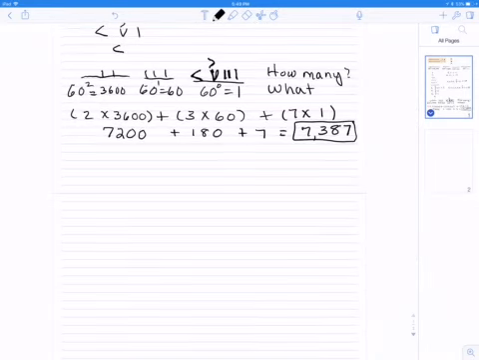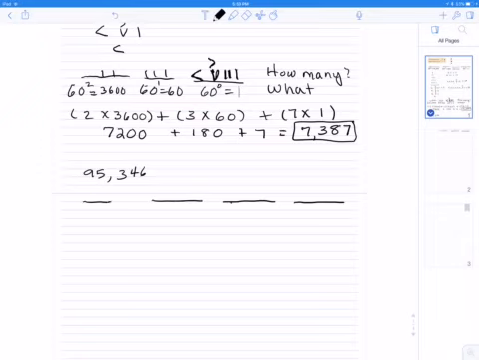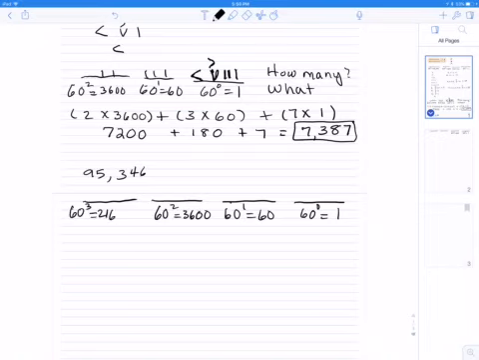Now, if I wanted to convert a Hindu-Arabic numeral, 95,346, to a Babylonian numeral, again, I need to know how many of each of these powers of 60 go into a number. So I'll start by identifying the values of the positions. So from right to left, 60 to the 0 power is 1, 60 to the first power is 60, 60 to the second power is 3600, 60 to the third power is 216,000.